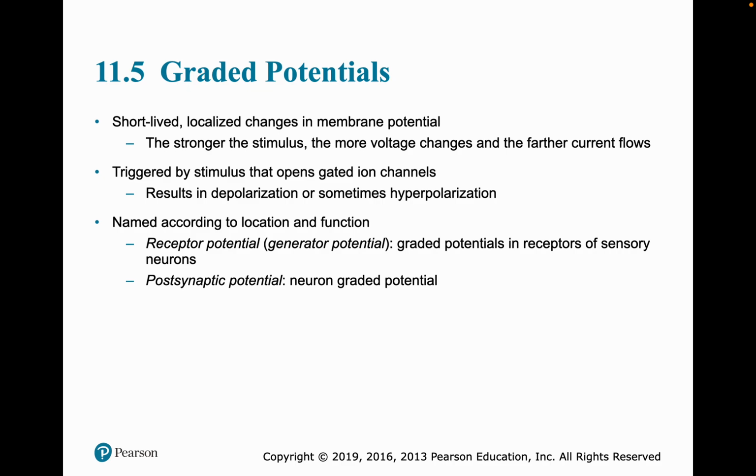So let's start with these graded potentials. Graded potentials are short, localized changes in membrane potential. The stronger the stimulus we get, the more voltage changes, and the further the current will flow from there. Eventually, it may become an action potential. They're triggered by stimuli that open gated ion channels. So that's going to depolarize in many cases that we looked at before. We saw it in muscle cells, but in nerve cells, it could also hyperpolarize, making firing less likely.